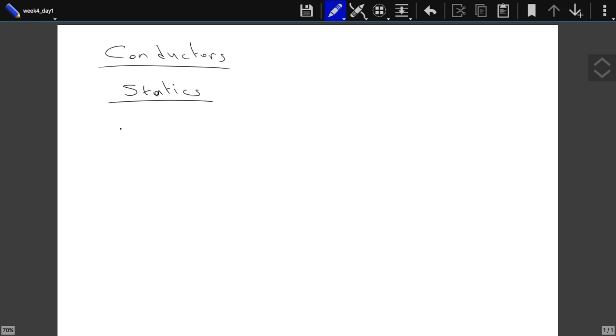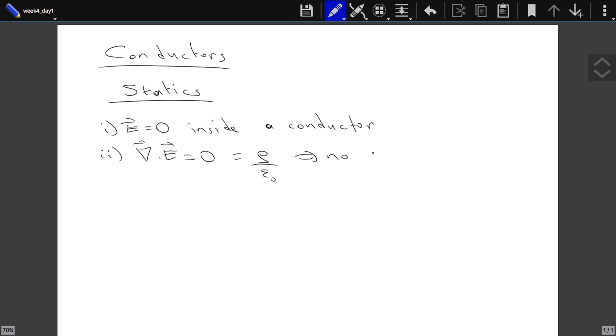So in statics, the electric field is zero inside a conductor. Well, if you have zero, the divergence of zero is also zero. But we know that the divergence of the electric field is nothing but the charge density divided by epsilon 0. So no charges inside the conductor.